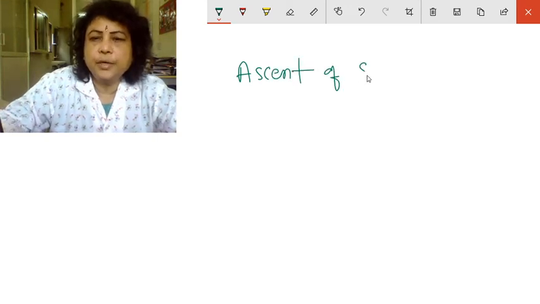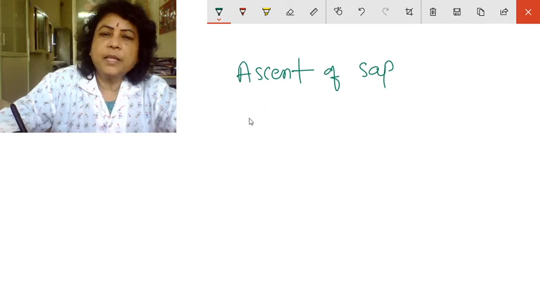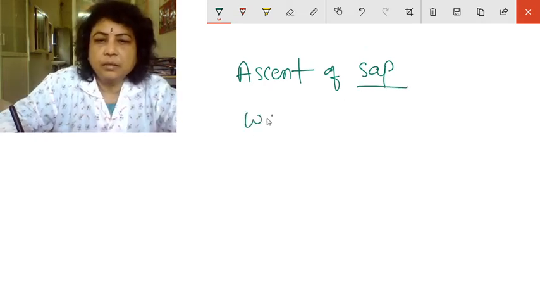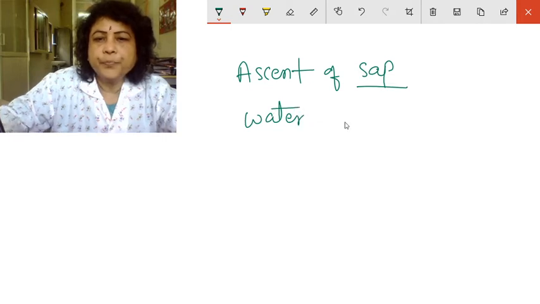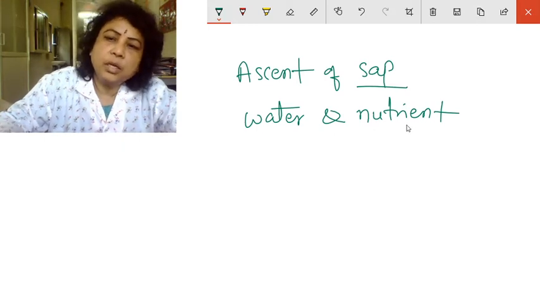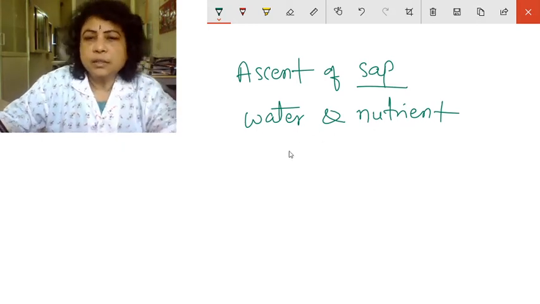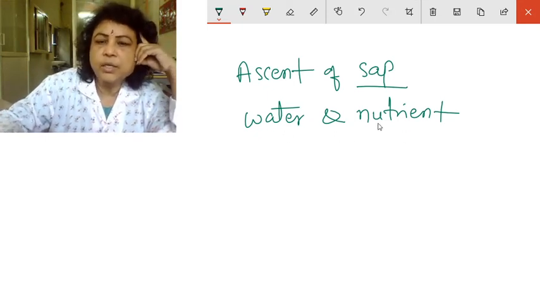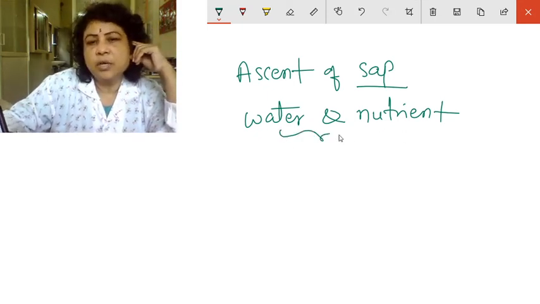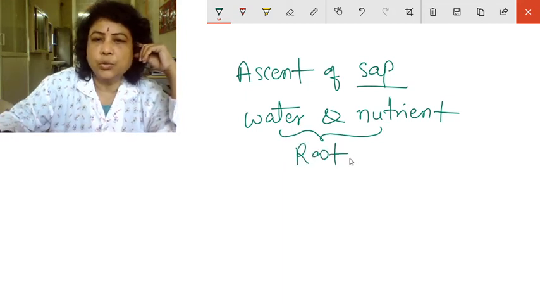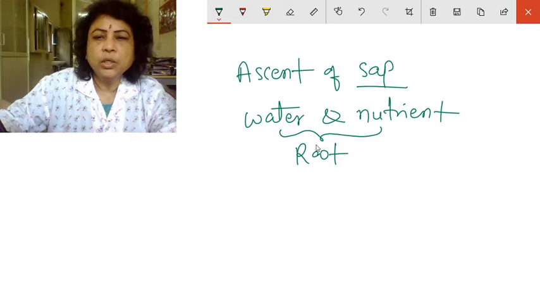Today we are going to discuss the topic Ascent of Sap. The ascent of sap means the water and the nutrients. When we add water in the soil, it produces the soil solution. It contains the water and nutrients, and this water and nutrients are absorbed by the roots.